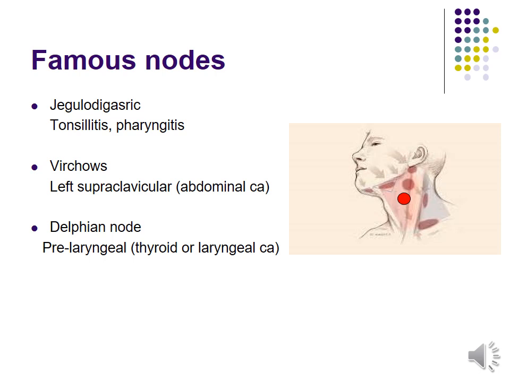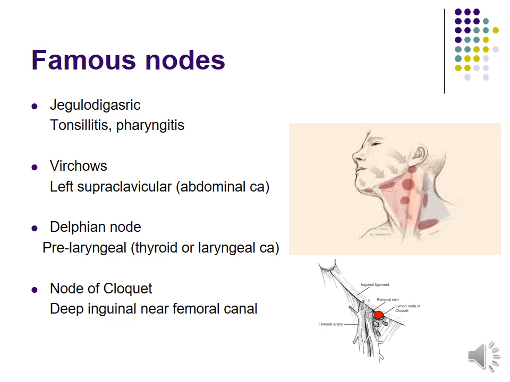Delphian node is one of the mid-deep cervical lymph nodes, and it is characterized by its draining from the thyroid and larynx. It is enlarged usually in cancer thyroid, and it needs to be checked out and excised with the thyroid if the case is malignant.